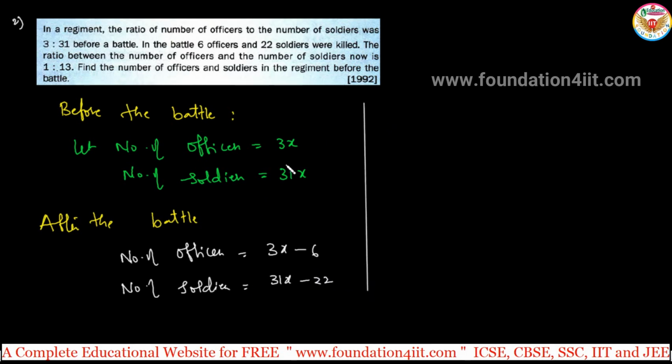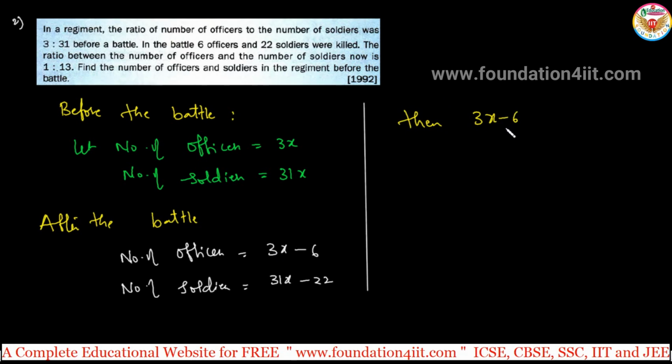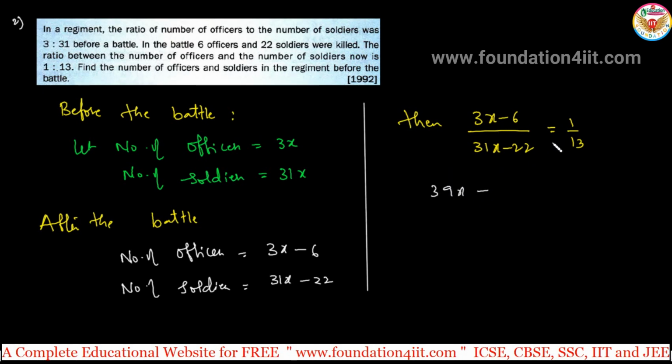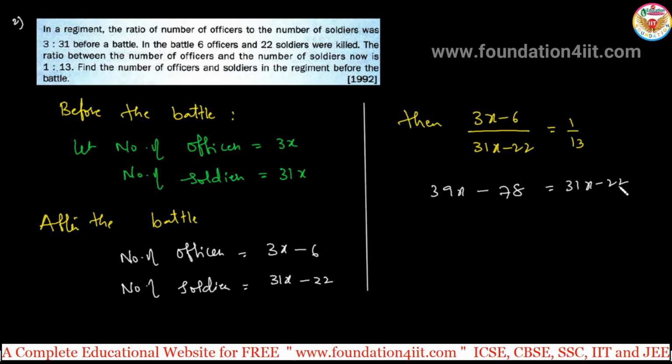Now based on this, after the battle the ratio is given, that means 3x minus 6 divided by 31x minus 22 is exactly equal to 1 is to 13. That means 1 by 13. We can simplify and get the x value by substituting here. By cross multiplication, 13 times 3x is 39x minus 13 into 6, so 78. Again 31x minus 22.